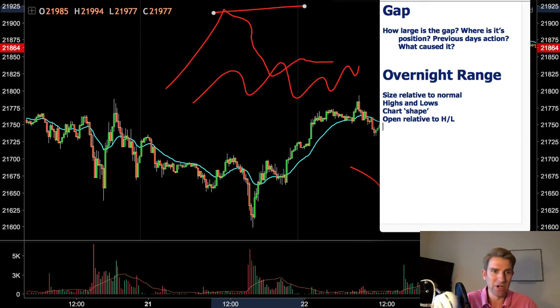So the gap, looking at how big the gap is, where is it? Look at the prior day's range, where is it in relation to that? We talked about that overnight range as well. What happened overnight? How have people been positioned overnight? The size of the range, is it massive, is it small? Where's the high, where's the low? How's that in relation to the previous day? The shape of the chart, has it rejected a level and come back? Has it been choppy, or in the middle of the range? Where's the open going to be compared to that high or low of the range? In the middle, at the extremes, where's it going to be? And then we can start to put together a little bit more of a picture.